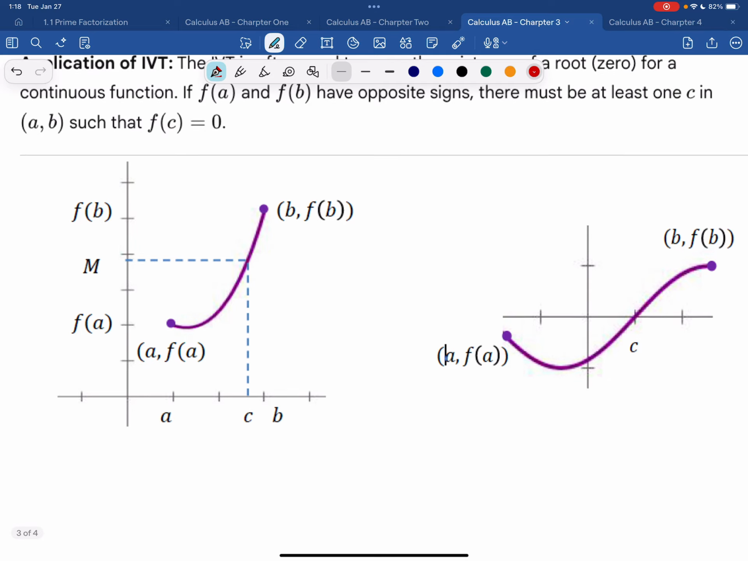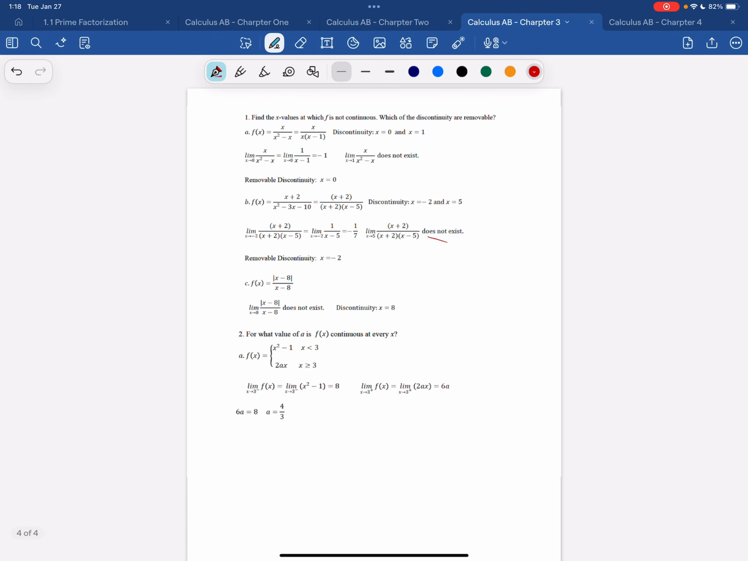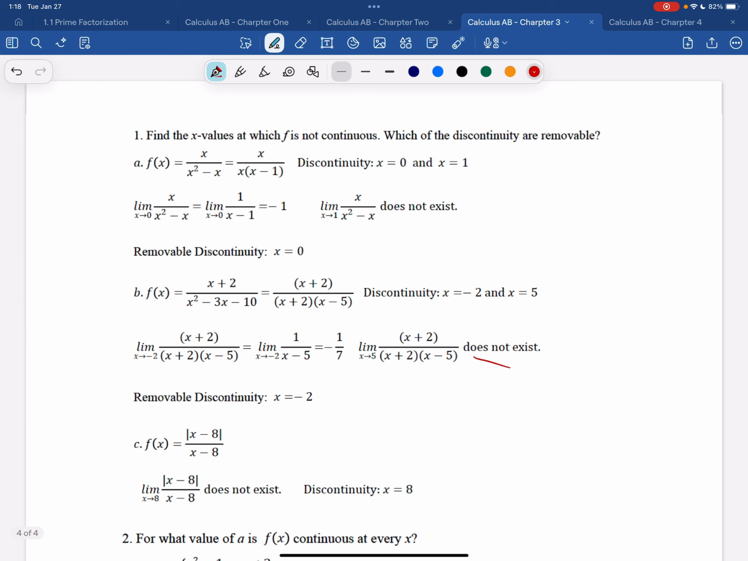Now we're just going to go ahead and talk about some examples. The first one is about continuity: find the x values at which f is not continuous, and which of the discontinuities are removable. Here we can factorize it into x times (x minus 1). So it's discontinuous at these 2 points, x equals 0 and x equals 1. If we plug in the limit as x approaches 0, we get negative 1. And if we plug in the limit as x approaches 1, it does not exist. So the removable discontinuity will be x equals 0, because it still has a value.